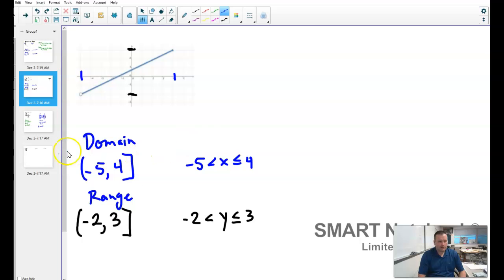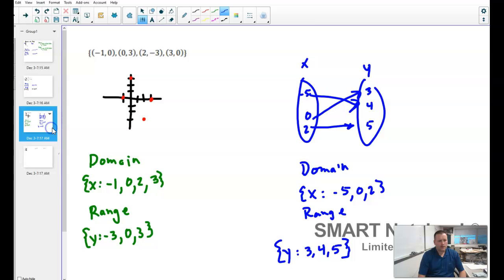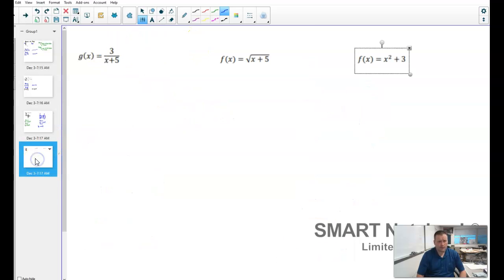Okay? Last thing I want you guys, so we've looked at domains and range from a graph, from relations, so points. And then what about if I just have equations here? How do I deal with those, guys? So to deal with those, this is what you should think. And I only want the domains on this one.